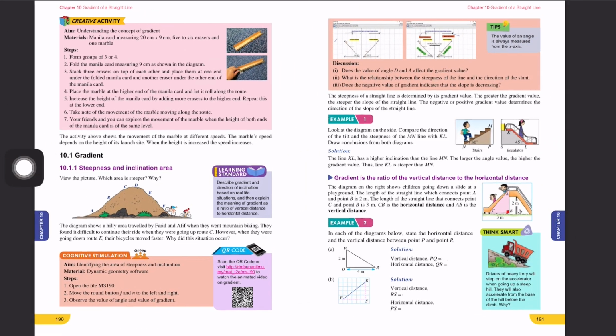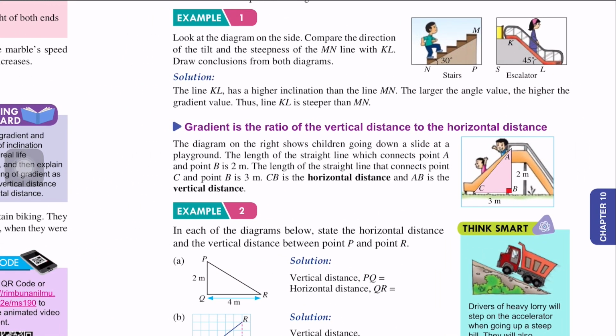So let's look at the first example. Look at the diagram on the side. Compare the direction of the tilt and the steepness of the MN line with KL. This is MN and this is KL. Draw a conclusion from both diagrams.